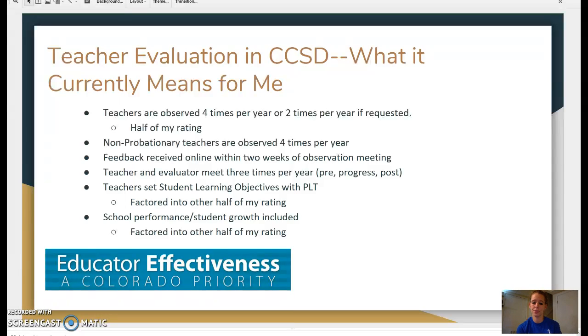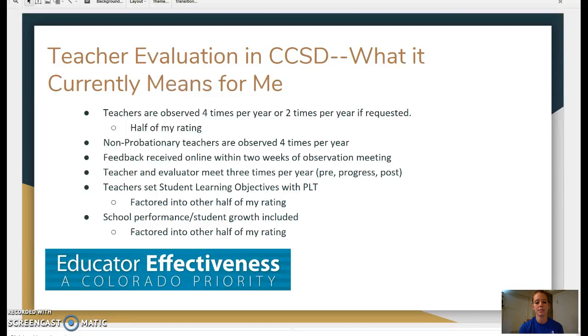Non-probationary teachers are also observed 4 times a year, but they're observed in 4 formal, longer evaluations or observations. Feedback for all evaluations is received online within 2 weeks of our observation. Teacher and evaluators meet 3 times a year before the evaluations begin as progress monitoring, and then a post-evaluation meeting. The other half of my rating, like I said, has been that student learning objective.